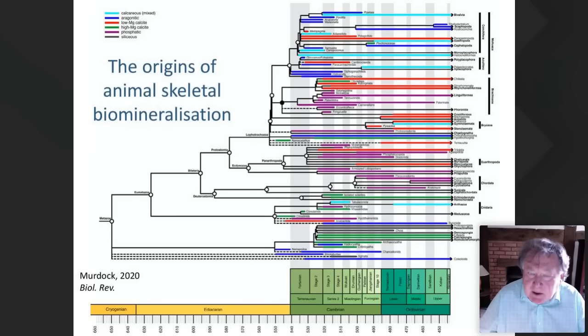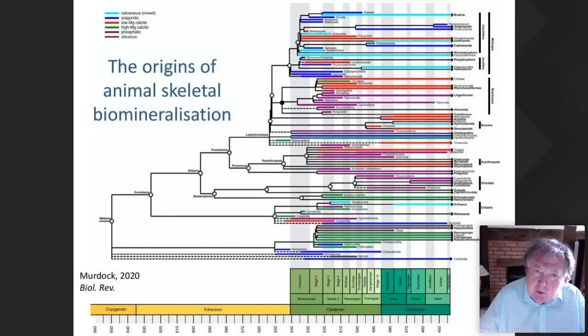And the different coloured bars represent different types of mineral that animals use. And it's a painstaking assembly of a big data set. But what we can tell from this is, A, that biomineralisation, the creation of skeletons, happened multiple times. Different groups chose different minerals in an evolutionary sense. Some chose calcite, like starfish. Some, like ourselves, chose calcium phosphate, apatite. A few, like the sponges, chose silica.